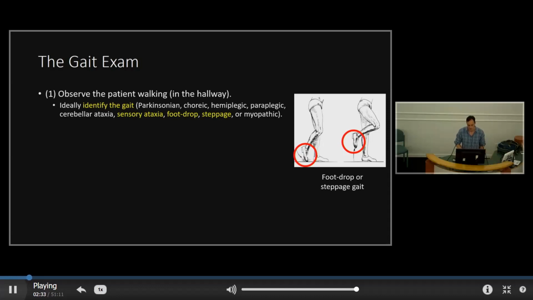So what you want to do when you start your gait exam is just watch the person walk, and observation is the key, and you're trying to identify one of these 9 gaits. Now, the ones in yellow are the ones that a neuropathy might give you. The other ones, though, I'll just briefly talk about. So there's 2 that relate to the basal ganglia, the Parkinsonian gait and the choreic gait. The Parkinsonian gait, of course, small, shuffling steps.